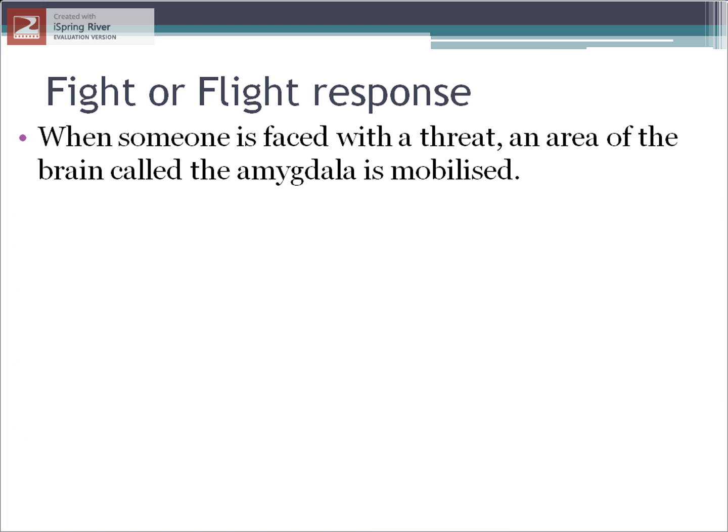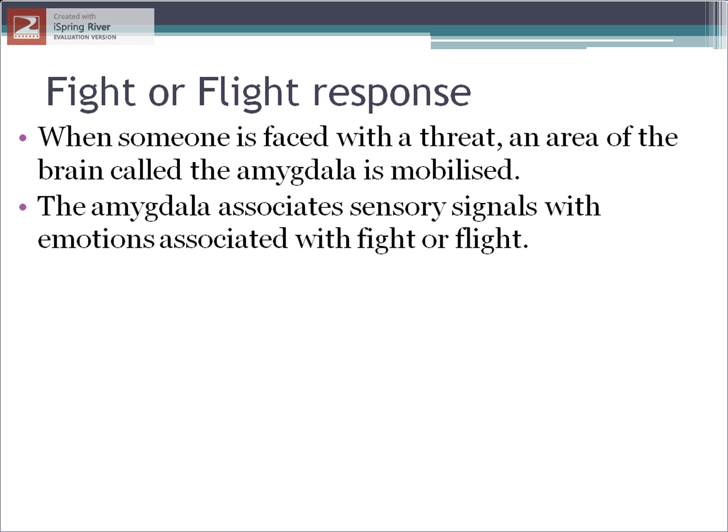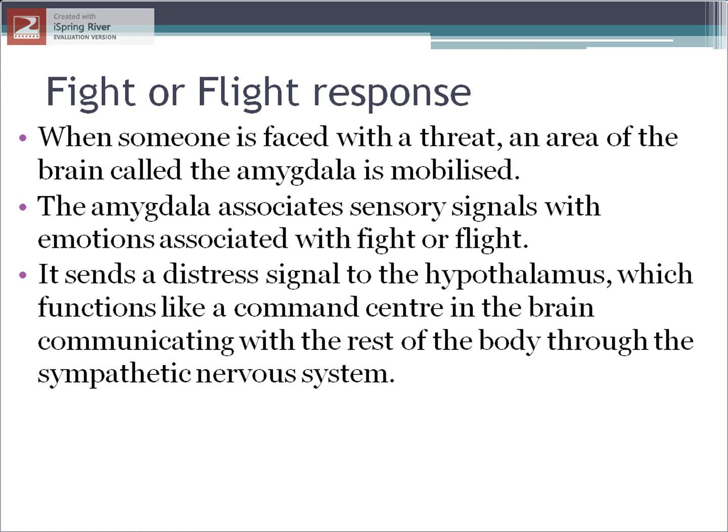When someone is faced with a threat, an area of the brain called the amygdala is mobilized. The amygdala associates sensory signals, what we see, hear or smell, with emotions associated with the fight or flight, such as fear or anger. The amygdala then sends a distress signal to the hypothalamus, which functions like a command center in the brain, communicating with the rest of the body through the sympathetic nervous system. The body's response to stress involves two major systems. One for sudden stresses, such as an attack, and the second for chronic stresses, such as a stressful job.